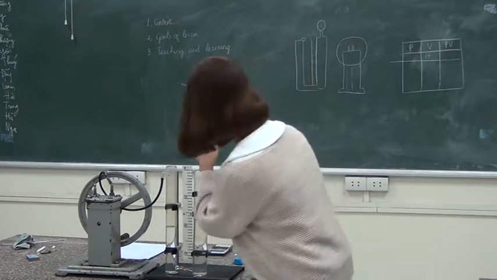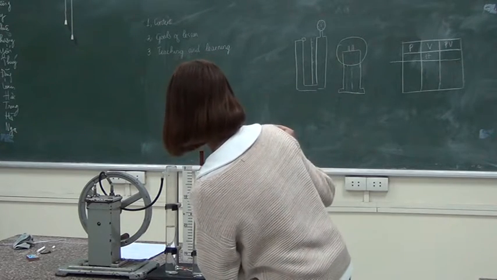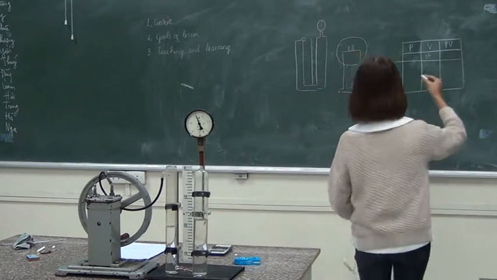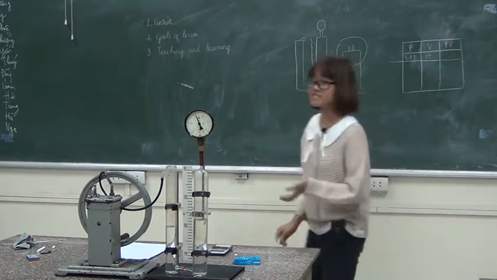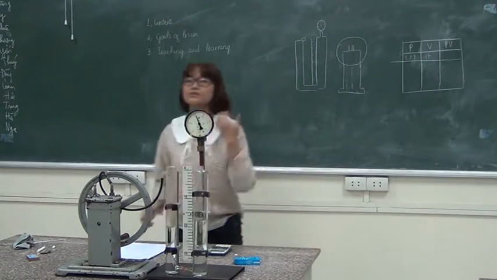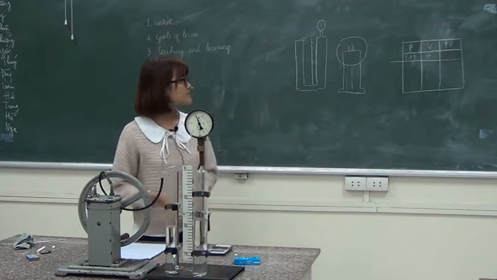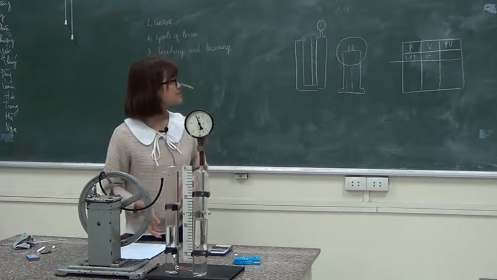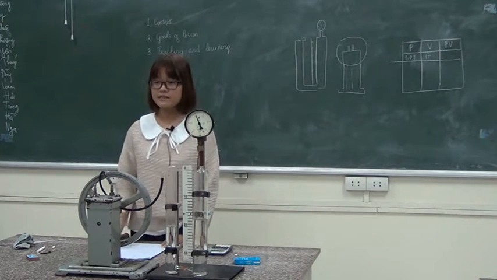And the number on the pressure gauge is 1. And do the experiment many times. We have the data, and I will assign them to record the data and generate the law by themselves.